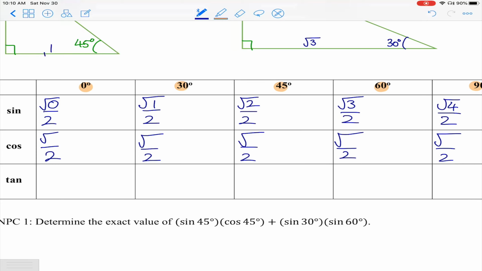For the cosine, you now come backwards. So instead of starting from 0, you end at 0 and go backwards. So 4, 3, 2, 1, and then 0. Now all you have to do is simplify each.